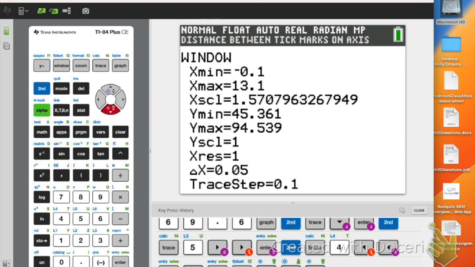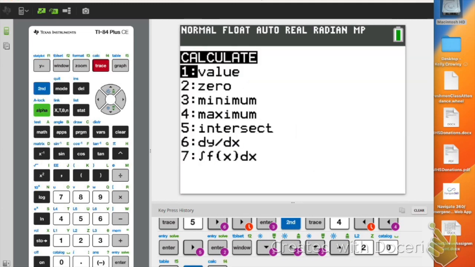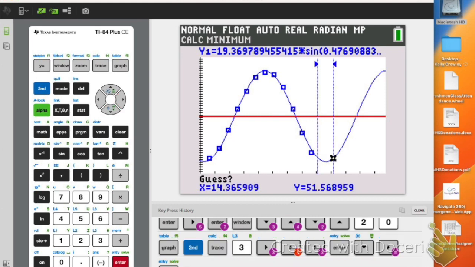And then for my minimum, I'm going to move my window so I can see X-min. Let's go out to the right maybe. Let's make my X-max 20. And then we can be in, there we go. So second, calculate, minimum. Let's go find the minimum over here. All right, so 13. So going a loop around 12, that would be 1. So January. So in January, we have a minimum temperature of about 50.23.